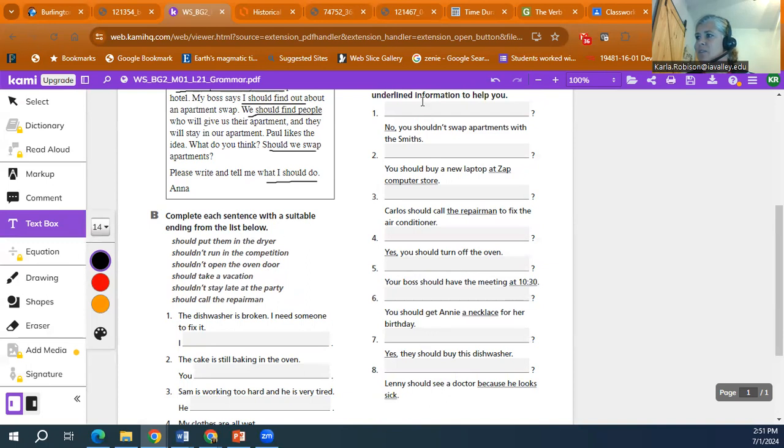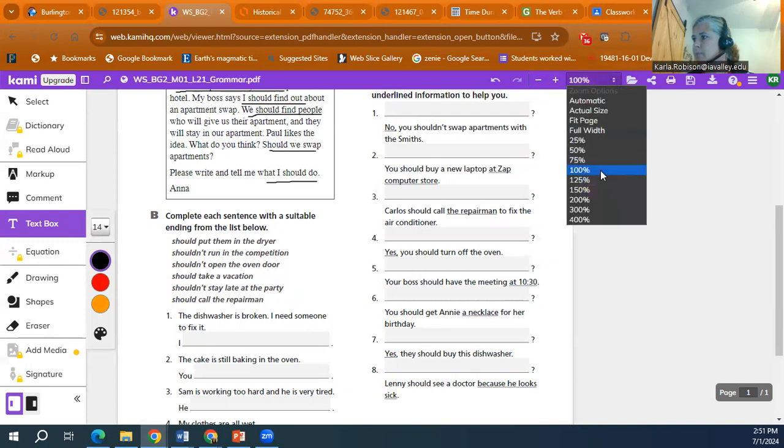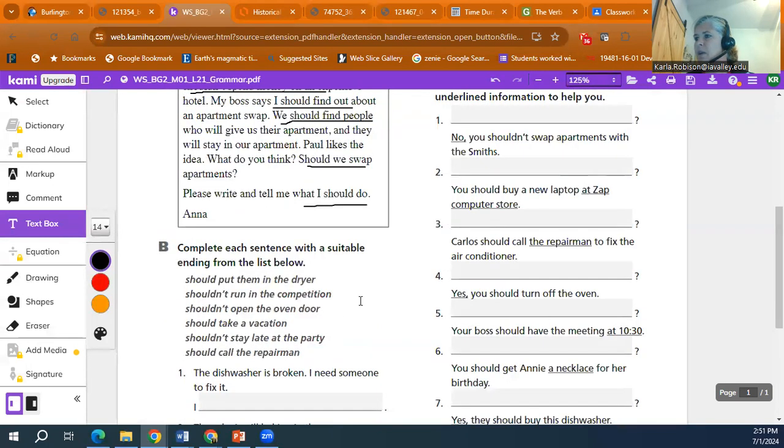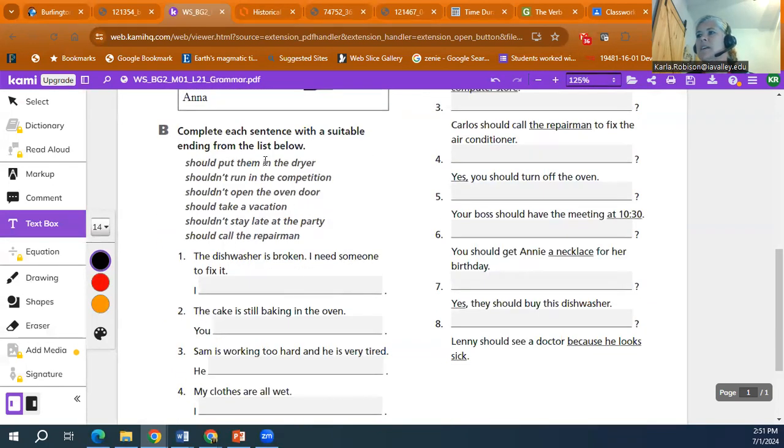All right, so this one, well, let me blow it up a little bit so it's easier to see. All right. So you're going to complete each sentence ending from this list. So these are your choices right here, okay? Should put them in the dryer, shouldn't run in the competition, shouldn't open the oven door, should take a vacation, shouldn't stay late at the party, should call the repairman. Okay, so if you were going to practice this, we're going to read it and then you're going to have to answer what they need, okay? Which one you think should be there.